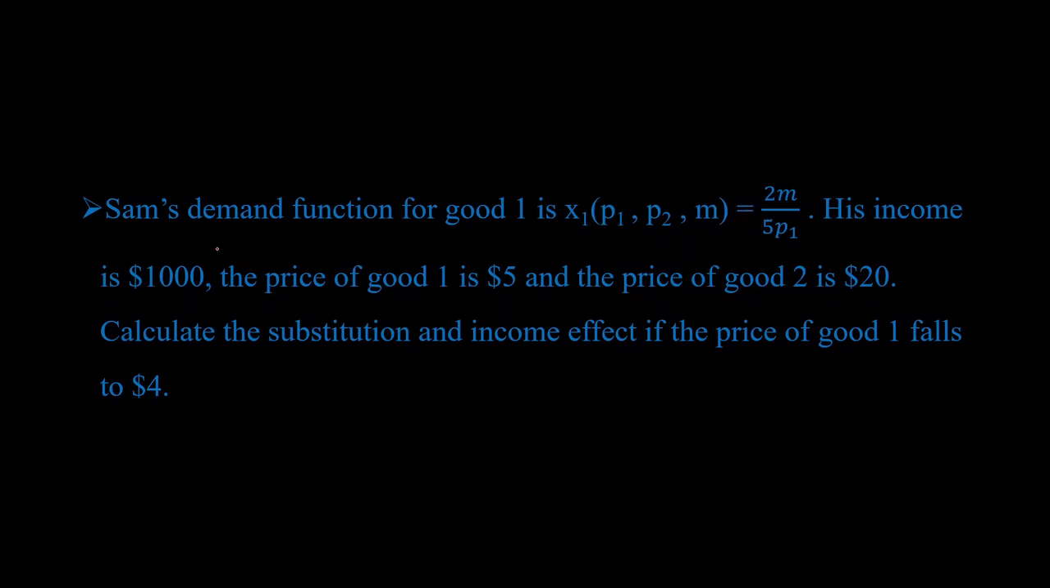His income is given as $1,000. The price of good one is $5 and the price of good two is $20. We need to calculate the substitution and income effect if the price of good one falls to $4. Exactly the case we were talking about in our last video. So let's start off by calculating the substitution effect.